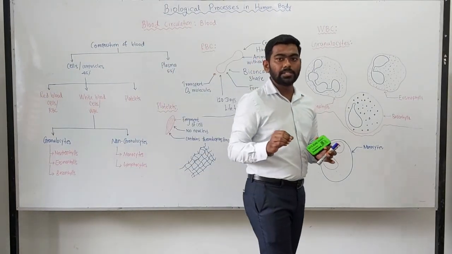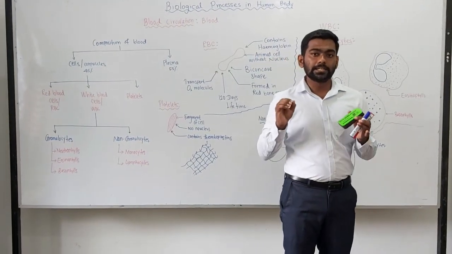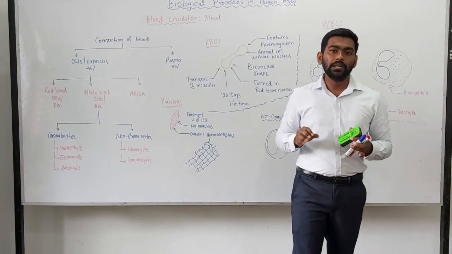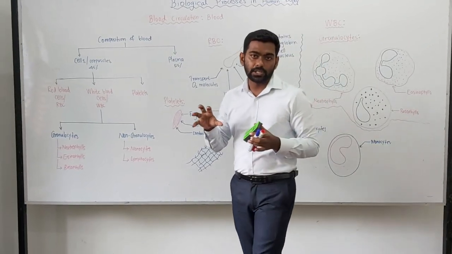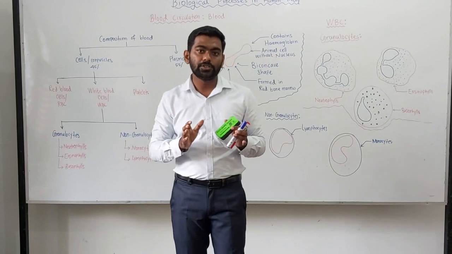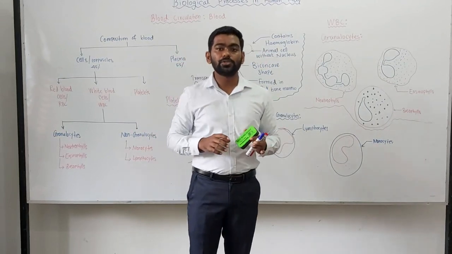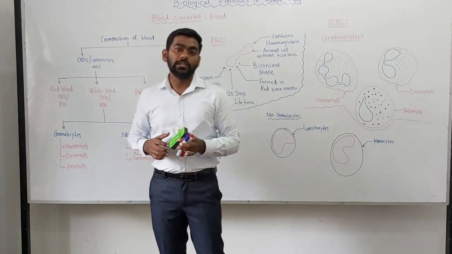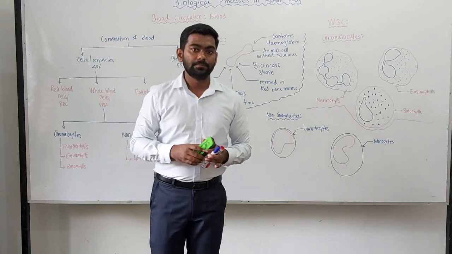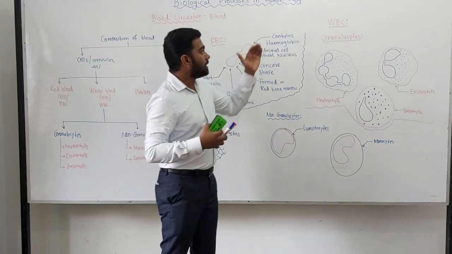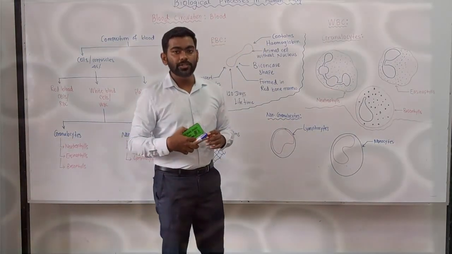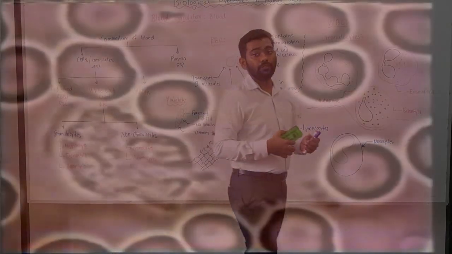So red blood cells have no nucleus, and contain a special component, hemoglobin, that helps to transport oxygen. The lifetime is 120 days, produced in red bone marrow and destroyed in the spleen or liver. So let's have a look at the WBCs. Very interesting. The function is very interesting.